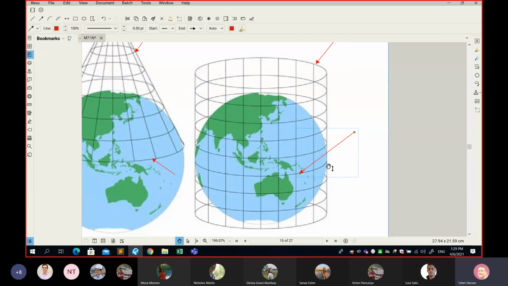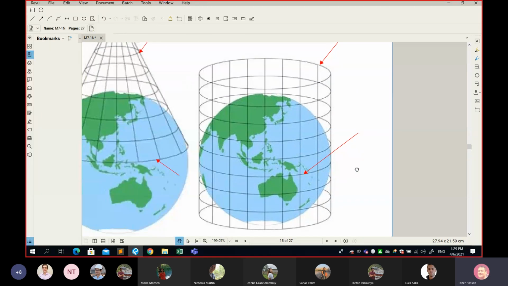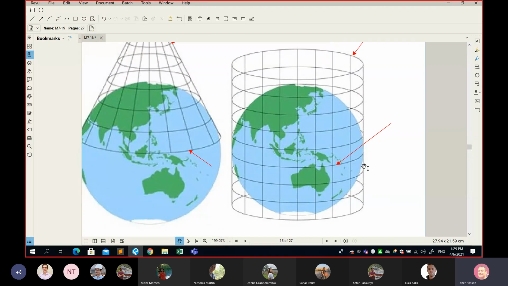True, thank you. And k is equal to 1. Anytime the ellipsoid and this map share a line, a point, or a circle, along that point, line, or circle there is no distortion, and k is equal to 1.